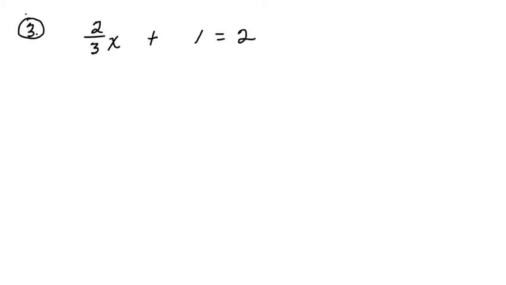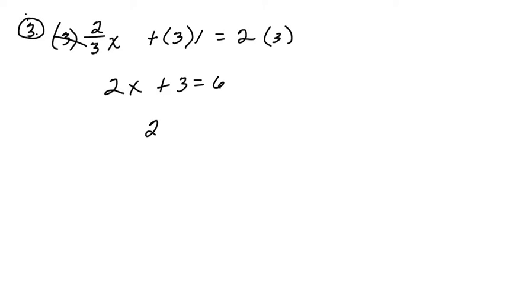Okay, problem 3. What I want you to notice here is that I have left quite a bit of space between this addition sign and the 1 because I know that I'm going to be multiplying through by my least common denominator, and I want some room here to put that number. So my common denominator is 3. So everything gets multiplied by 3. And this gives me 2x plus 3 equals 6. So 2x equals 3, x equals 3/2.